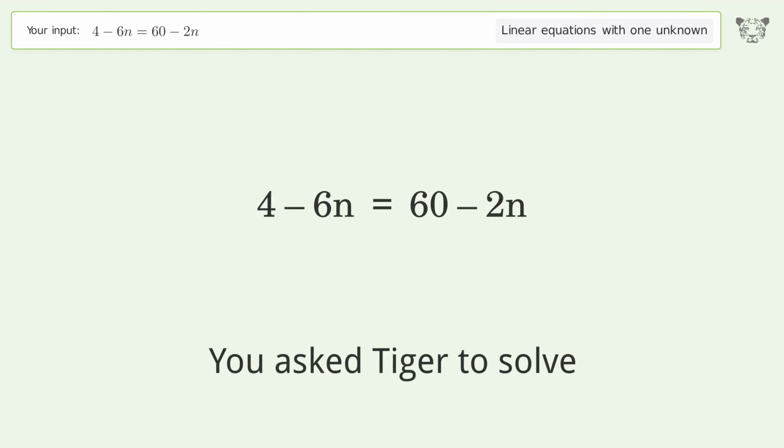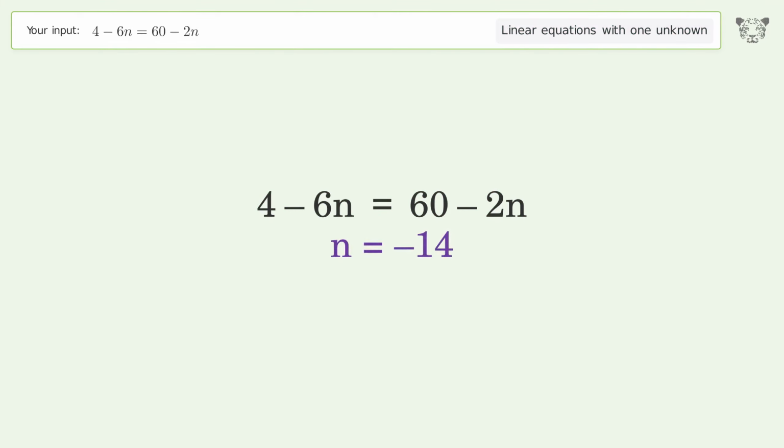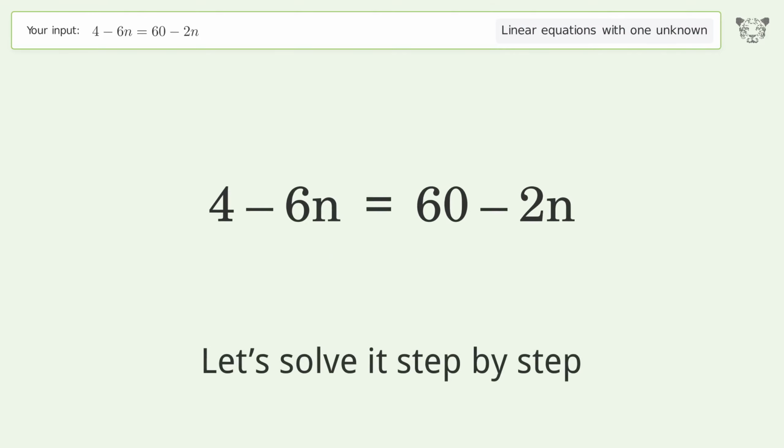You ask Tiger to solve this. It deals with linear equations with one unknown. The final result is n equals -14. Let's solve it step by step.